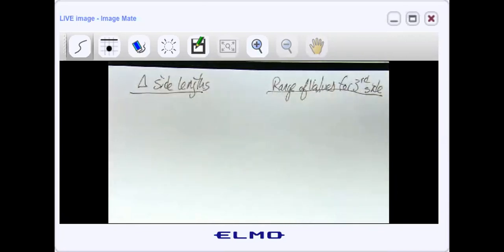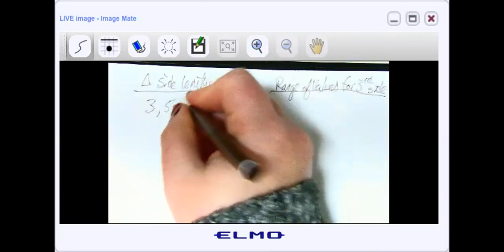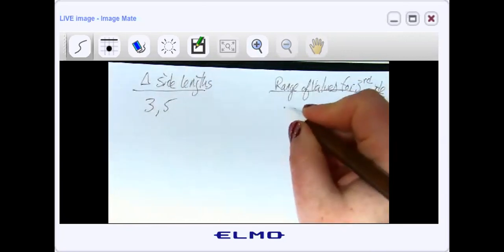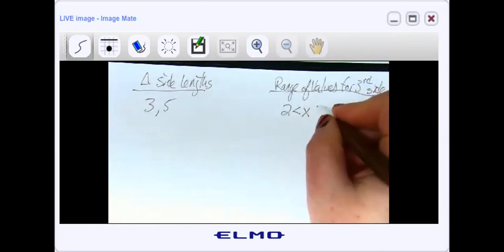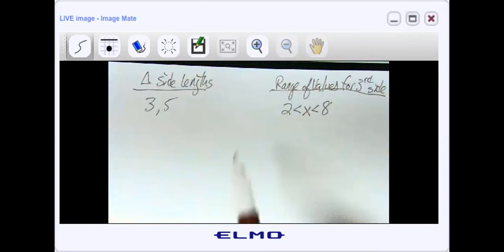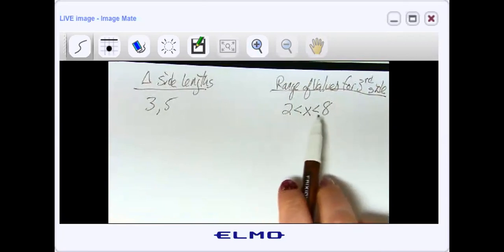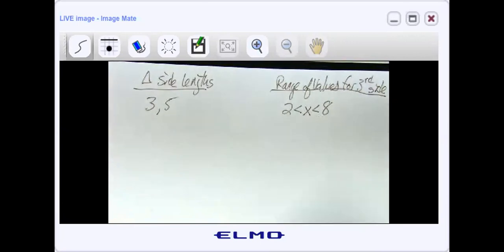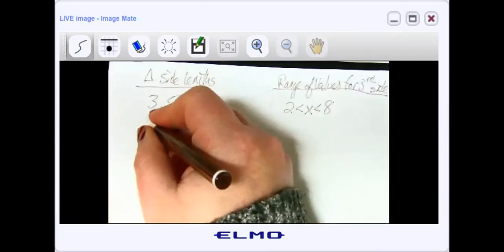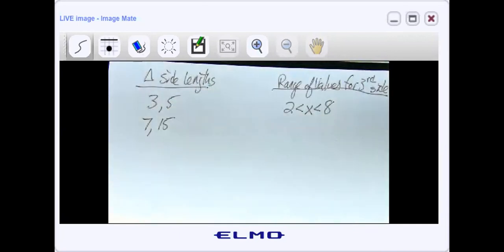Okay, so let's just put in our list. We just did 3 and 5, and our range had to be greater than 2, less than 8. All right. So remember where we're getting these numbers from. The first number is the difference between the two, and the second number is their sum. So let's try, oh, I don't know, how about 7 and 15?